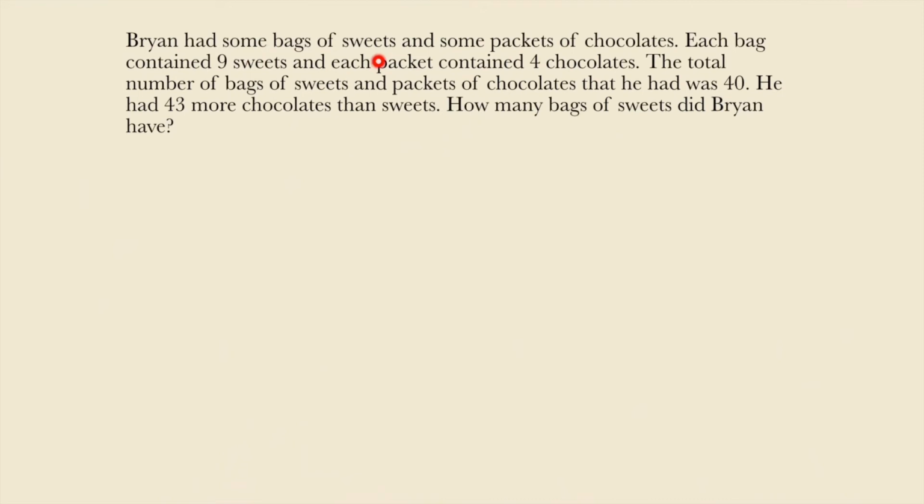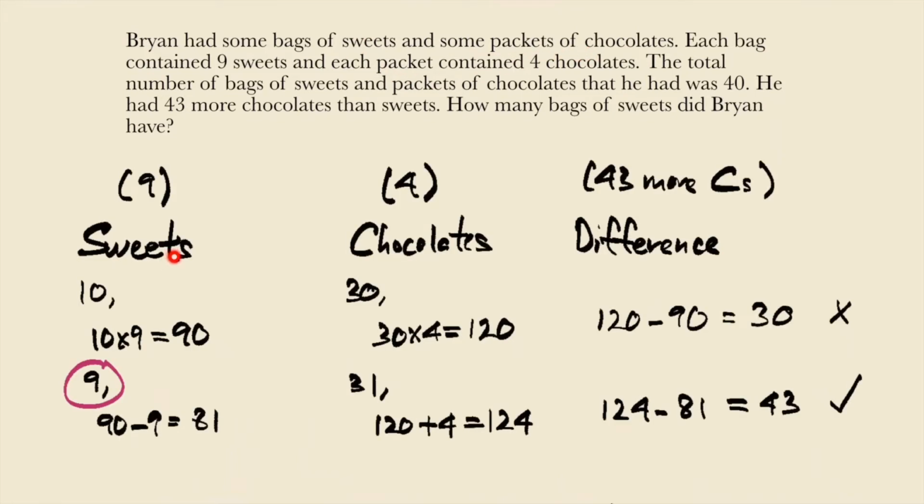Brian had some bags of sweets and some packets of chocolates. So a bag contains 9 sweets and each packet 4 chocolates. So let's draw up a table here. Sweets, 9 each. Chocolates, 4 each. Now, this is no longer talking about the total, right? So he had 43 more chocolates than sweets. So that's 43 more C's.